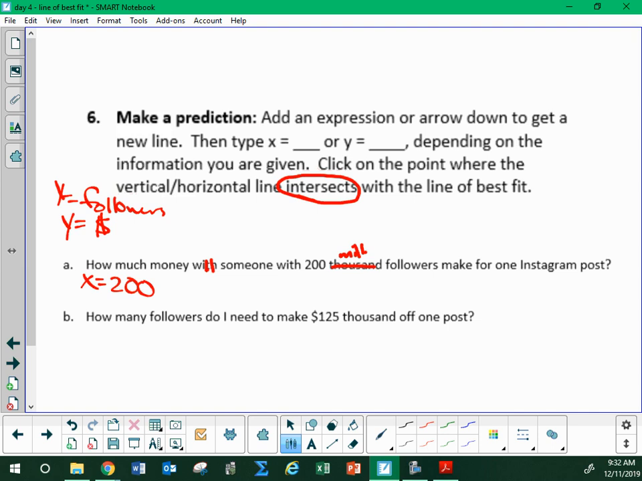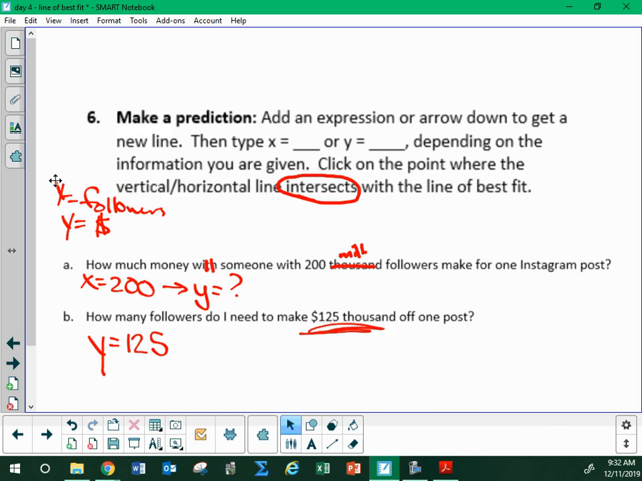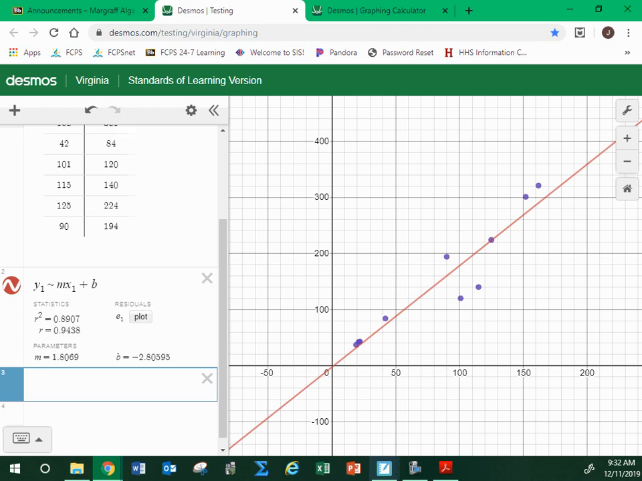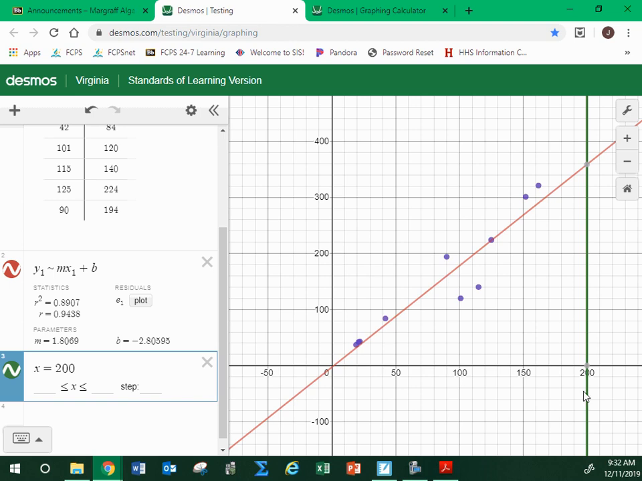Okay, part B says, how many followers do I need to make $125,000? So we're talking about money here, so that's when Y equals 125. Okay, so to find out if X is 200, what does Y equal? We go to Desmos. We have X equals 200, so we're just going to type in here, X equals 200. And you'll notice it creates that line for us. So we just need to see where they intersect.